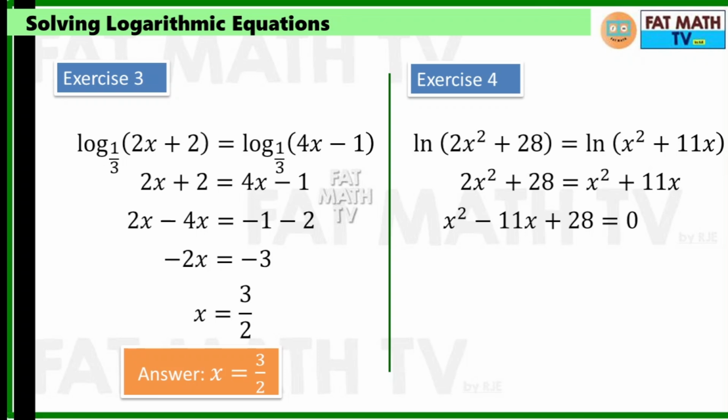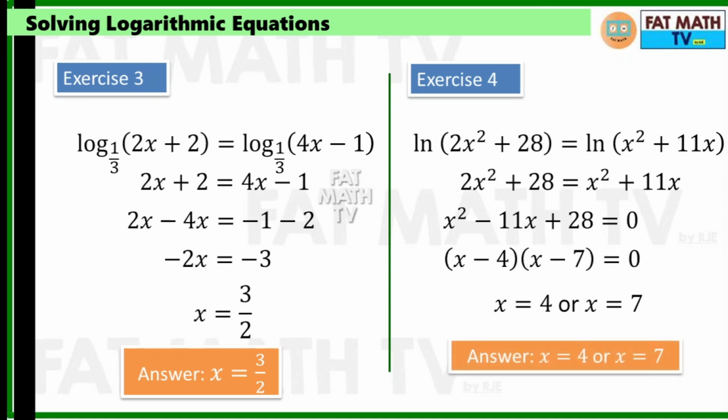What factors of positive 28 will give you a sum of negative 11? That's negative 4 and negative 7. So x equals 4 or x equals 7. If we substitute that to the original equation, we will satisfy the equation with both the numbers 4 and 7. So we have two answers here, x equals 4 or x equals 7.